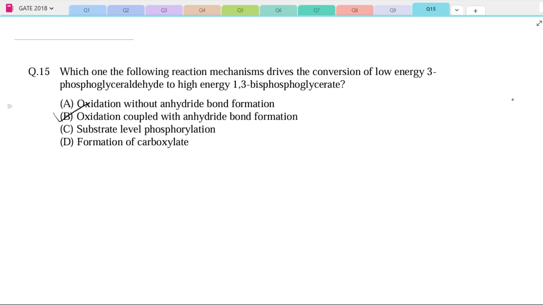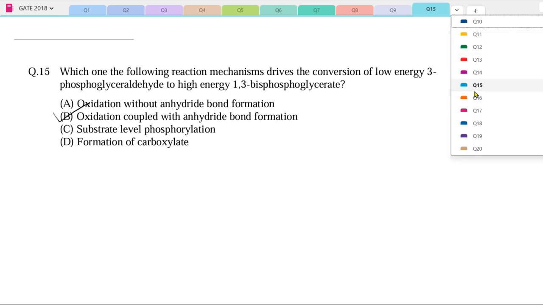So first of all, you get a glycerate, so 1,3-bisphosphoglycerate. There is an anhydride formation between the phosphate and the oxygen groups here. You have a P-O-P bond there, and this is also an oxidation reaction because it's getting converted from 3-phosphoglyceraldehyde to 1,3-bisphosphoglycerate. So the correct answer here is oxidation coupled with anhydride bond formation, or more precisely, phosphoanhydride bond formation.